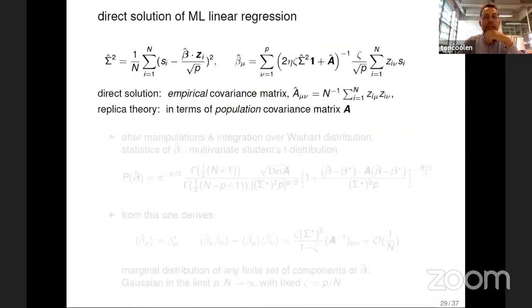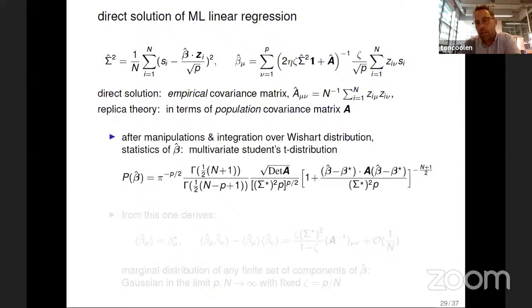And in fact, when you want to compare things, it is rather interesting because the exact solution for linear regression is formulated. You can work out the equation directly in terms of the empirical covariance matrix of the covariates. And this thing is not the true one from which the data were drawn. So we have a replica theory formulated in terms of A, and we have the direct solution formulated in terms of A hat.